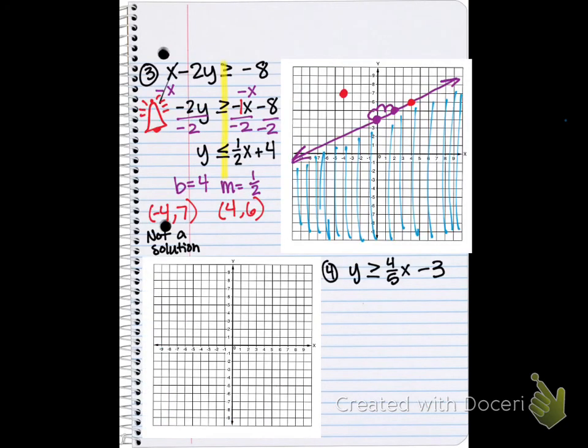But on this problem, we have a solid line. So any point on the solid line is a solution. It is part of the solution. It's included. So 4, 6 is on our line, and so that is part of the solution on the solid line. So this one is a solution.